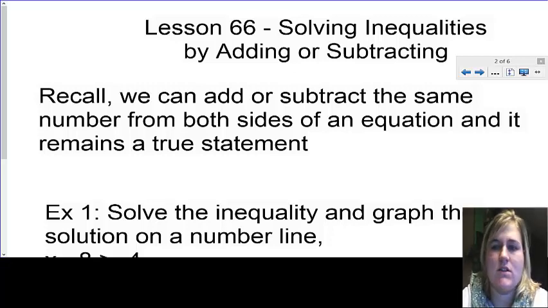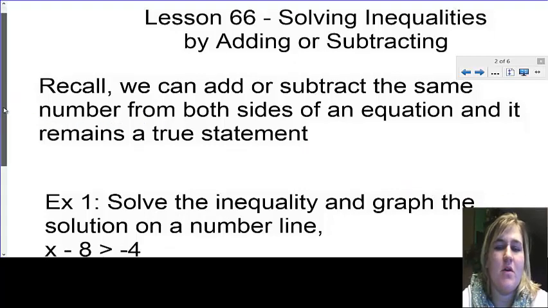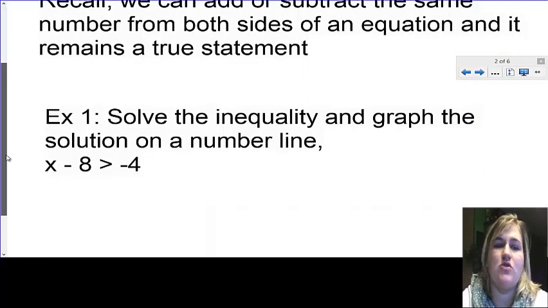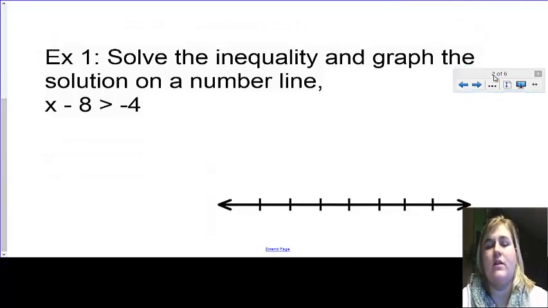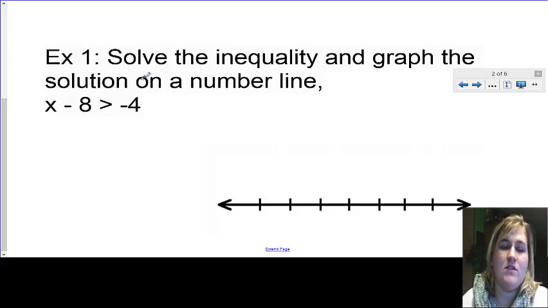Lesson 66, Solving Inequalities by Adding or Subtracting. Recall that we can add or subtract the same number from both sides of an equation and it remains a true statement. So for example 1, solve the inequality and graph the solution on a number line. We're going to solve this exactly the same way that we would if it were an equation. We're going to treat this inequality symbol just like it were an equal sign.